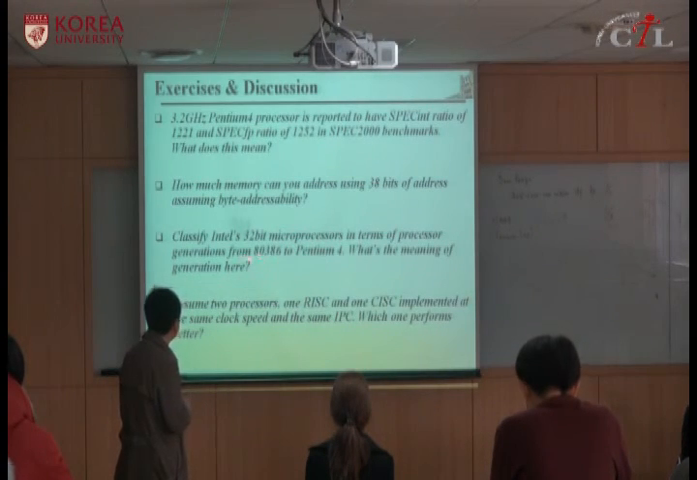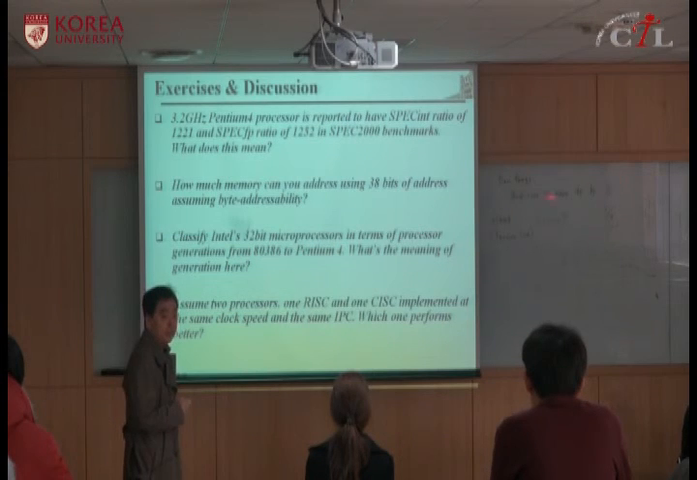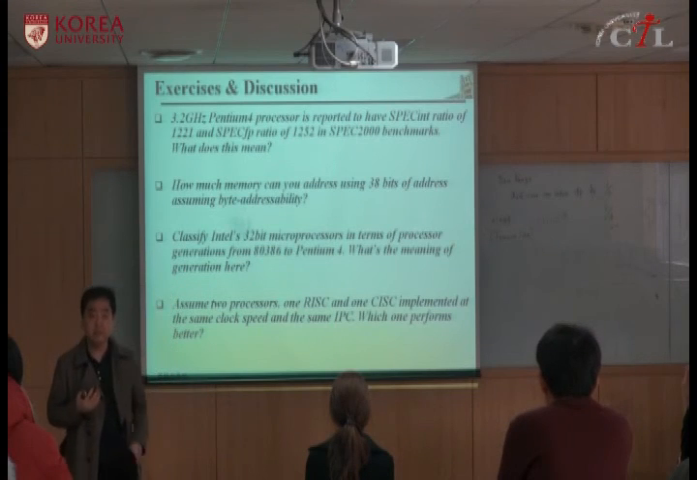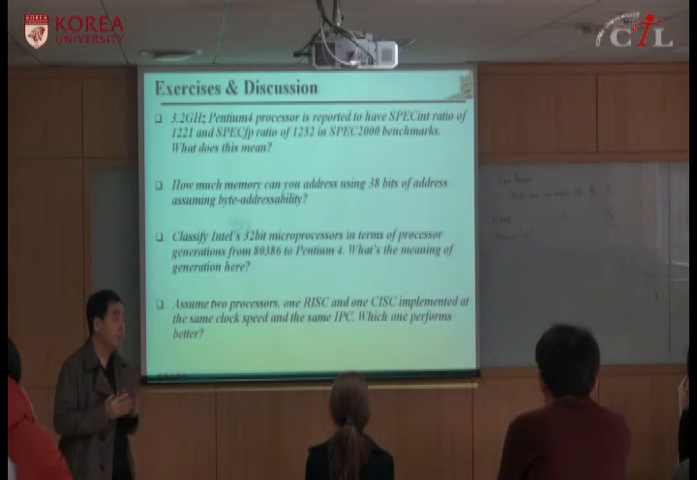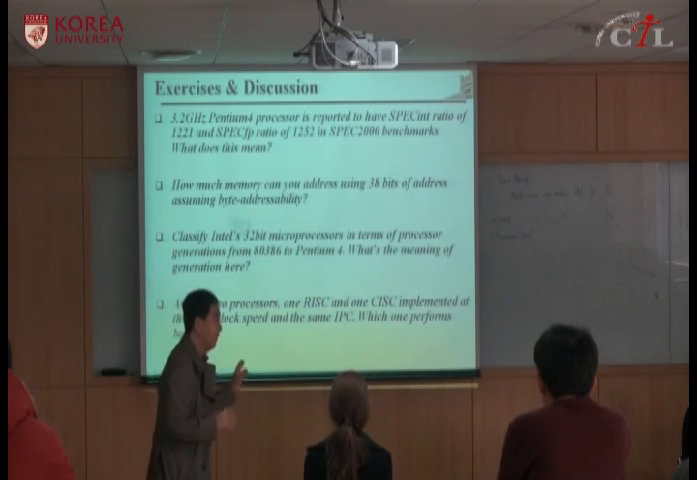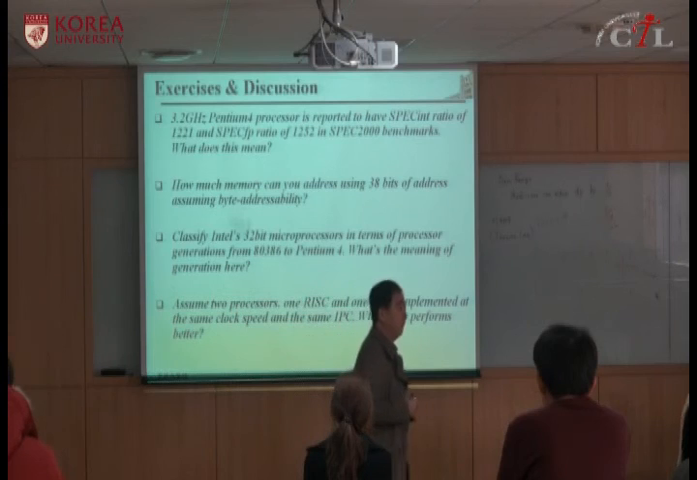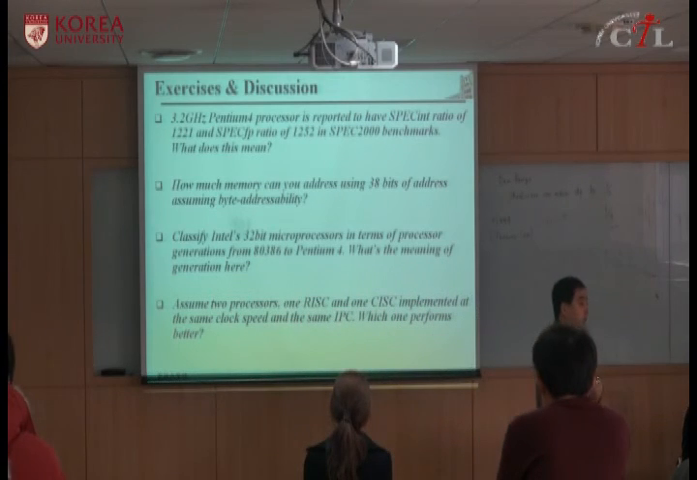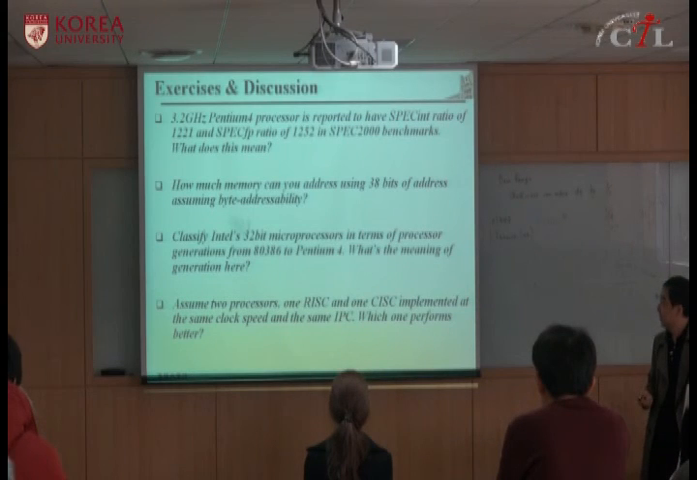Okay? Classify Intel's 32-bit microprocessors in terms of generation. So we classified them already. 386, first generation; 486, second generation; Pentium 4, fifth generation. The meaning of generation here is the microarchitecture. It's the internal design. To the programmer, they are the same machine state, same instructions. You can program in the same way, so all the programs are compatible. The 386 programs can still run on Pentium 4, but their internal designs are different. Sometimes they use pipelining, superscalar, out-of-order execution, and so on.